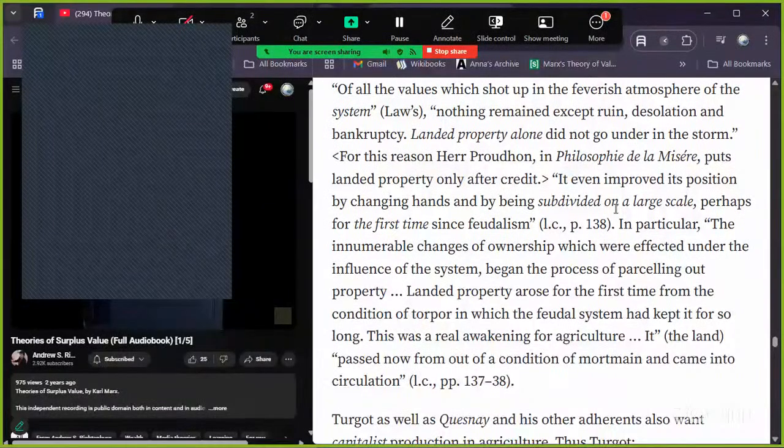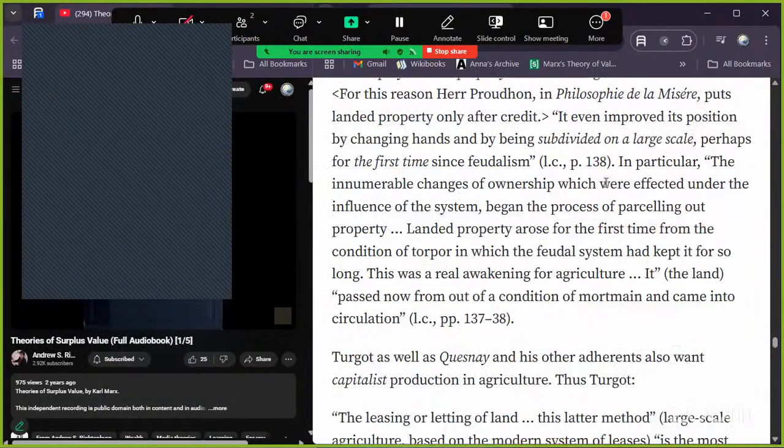For this reason, Herr Proudhon, in Philosophy of Poverty, puts landed property only after credit. It even improved its position by changing hands and by being subdivided on a large scale, perhaps for the first time since feudalism. In particular, the innumerable changes of ownership which were effected under the influence of the system began the process of parceling out property. Landed property arose for the first time from the conditions of torpor in which the feudal system had kept it for so long. This was a real awakening for agriculture. The land passed now from out of a condition of mortmain and came into circulation."